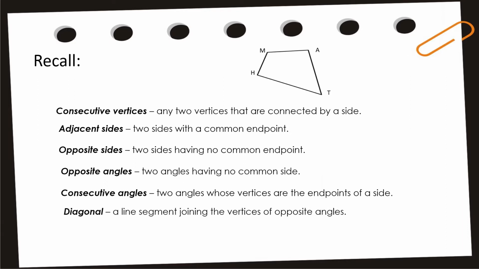Next, we have diagonal. A diagonal is a line segment joining the vertices of opposite angles. Example of a diagonal is diagonal MT. Another one, diagonal AH.